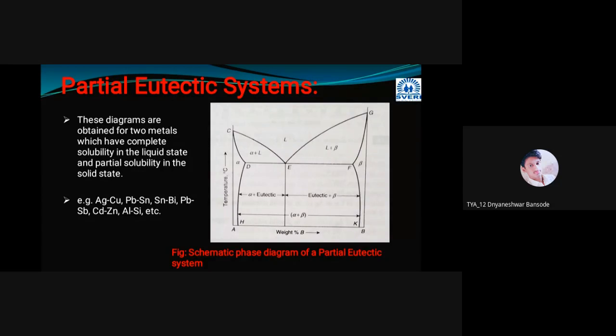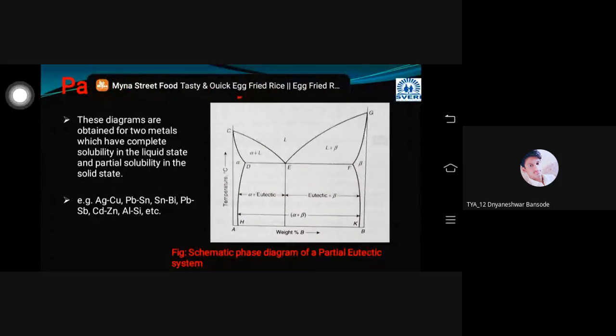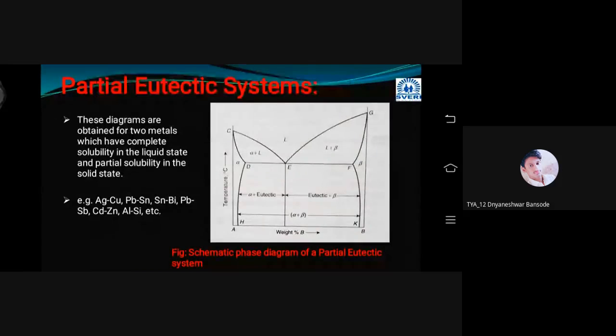Some examples I have written here, that is silver and copper, then lead and tin, then tin and bismuth, then lead and Sb, that is antimony, then cadmium, zinc, aluminum, silicon. So a number of examples are there. Now this is the general diagram for partial eutectic system. I have already explained this diagram in the previous lecture, and I will repeat some part.